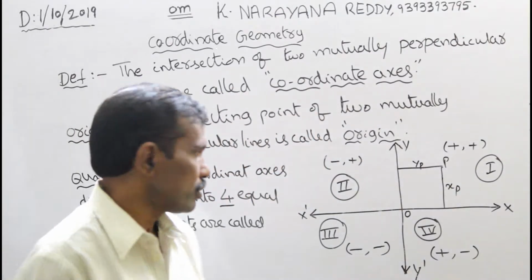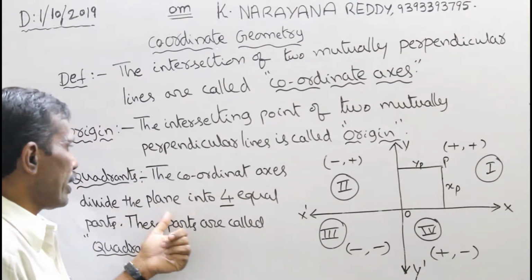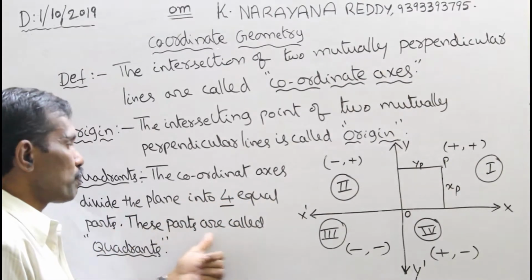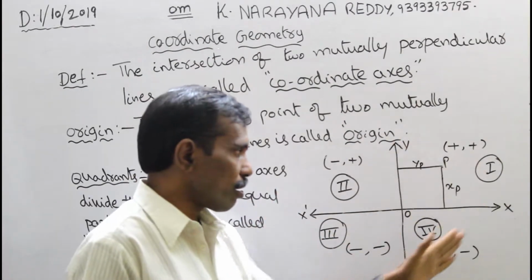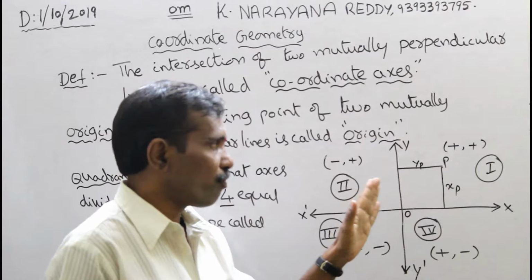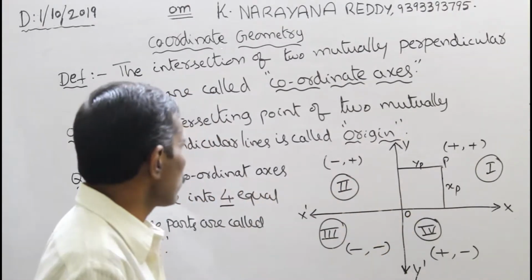Very, very important. This is the definition. The coordinate axis divides the plane into four equal parts. These parts are called quadrants, okay? But these parts are different from each other. What is the difference? I will tell you now.